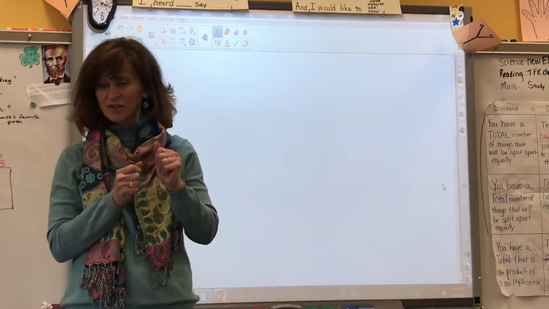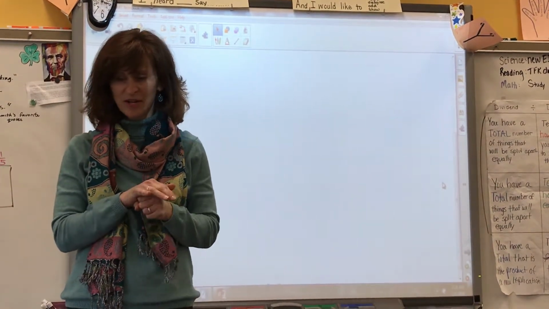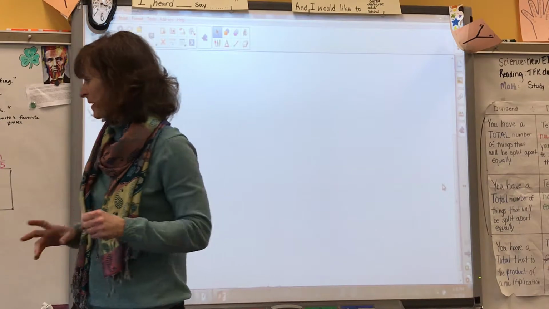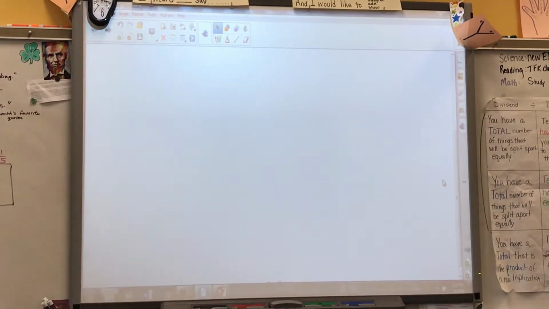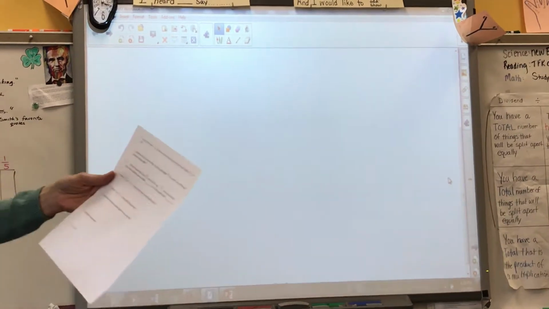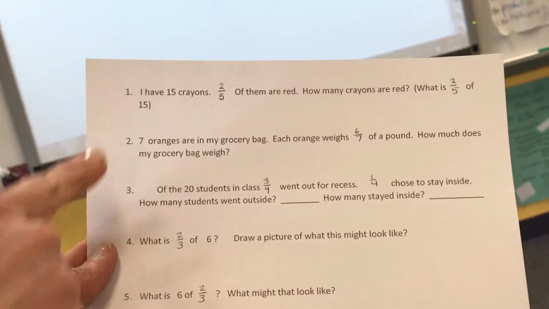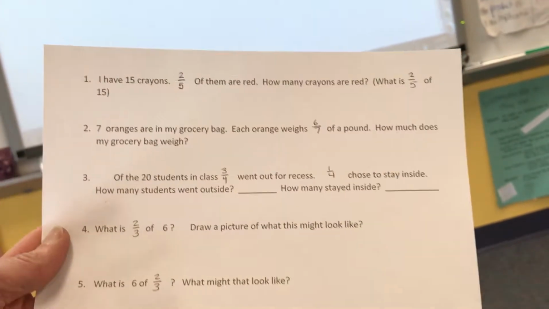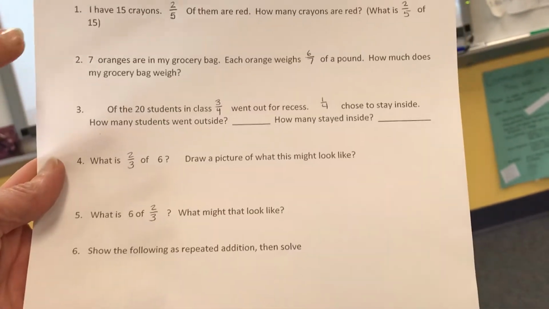Because as soon as they see a fractional part, they think that's division or subtraction or something other than multiplying. So let me show you the sheet that we worked on. I don't know if this will help you if you want to take a picture of that. The students worked through a lot of things, mostly word problems, and then I had them do it in pictures, so I'll show you that in a minute.